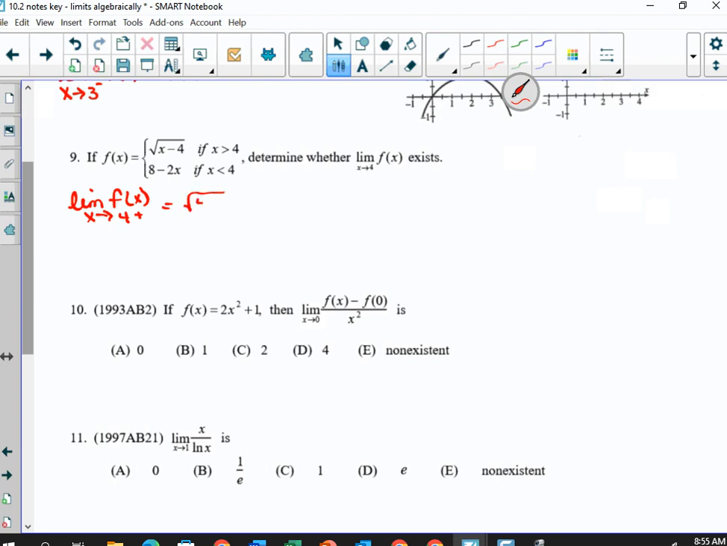Okay, and I'd have 4 minus 4. Square root of that is 0. And then we do the limit of f of x as x approaches 4 from the left, which is also 0. So the question is, does the limit exist? So the answer is just yes. If I asked you what the limit was, you would tell me 0. But yes, it exists.